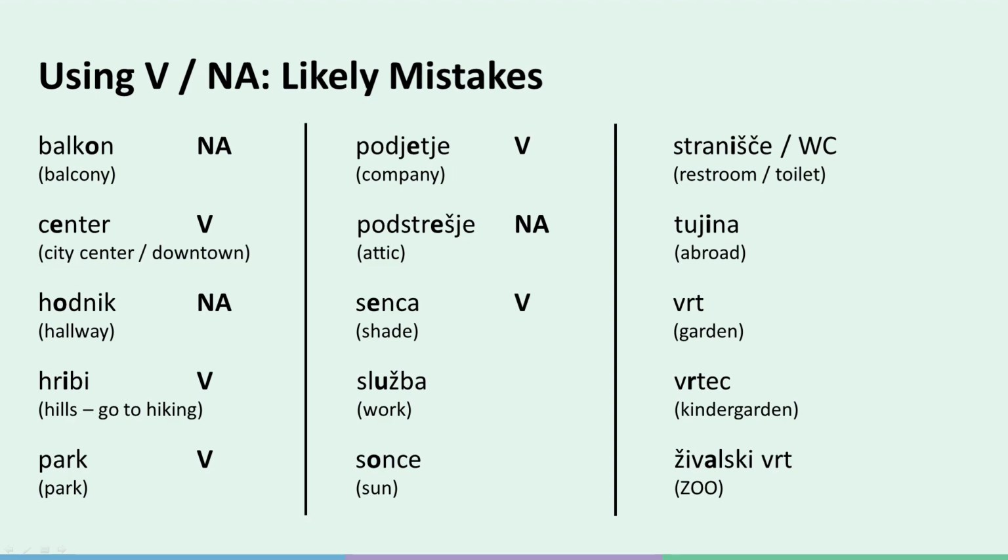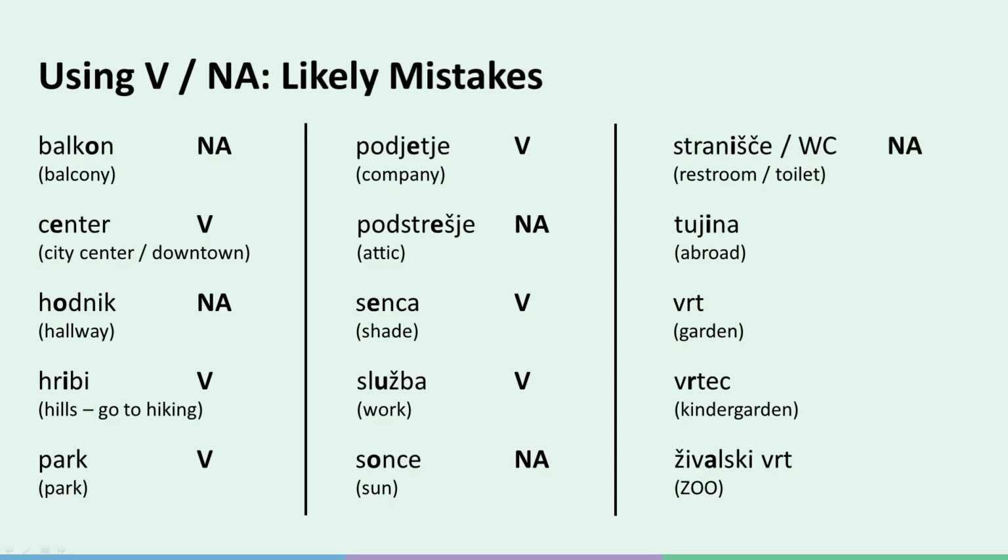To be in the shade is biti u senci, just like in English, which makes sonce or sun all the more strange. But first, služba or work. Služba or work is definitely abstract, and in that way you could argue for na. It's always u, however. To go to work is iti u službo. To be at work is biti u službi. To be in the sun is biti na soncu for some reason, even though senca or shade goes with u.